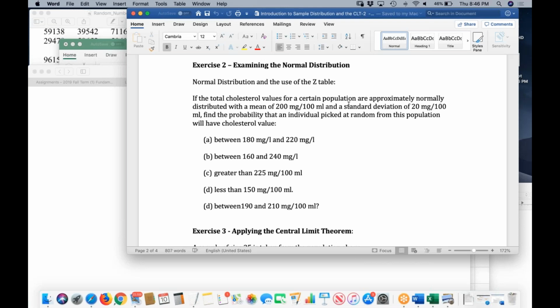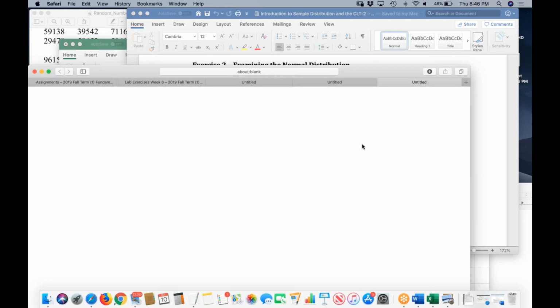If total cholesterol values for a certain population are approximately normally distributed with a mean of 200 milligrams and a standard deviation of 20 milligrams per 100 milliliters, find the probability that an individual picked at random from this population will have a cholesterol value between 180 and 220. Well, okay, let me just sketch that.